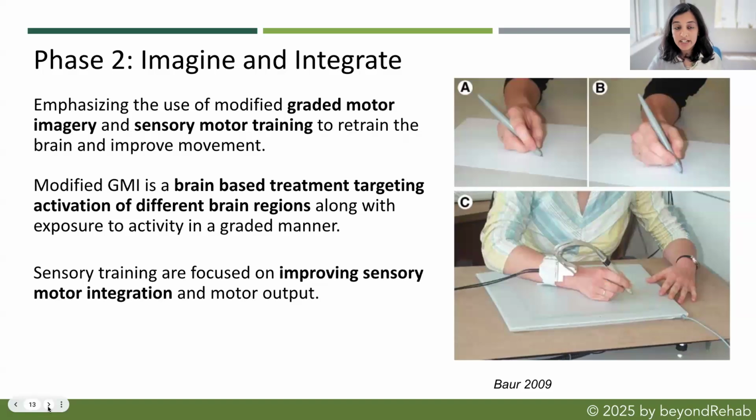When it comes to integrating the phase two sensory motor training, we use a wide range of approaches and sensory tools, along with graded motor imagery, a brain-based treatment targeting activation of different brain regions, coupled with sensory training. This is a good example.